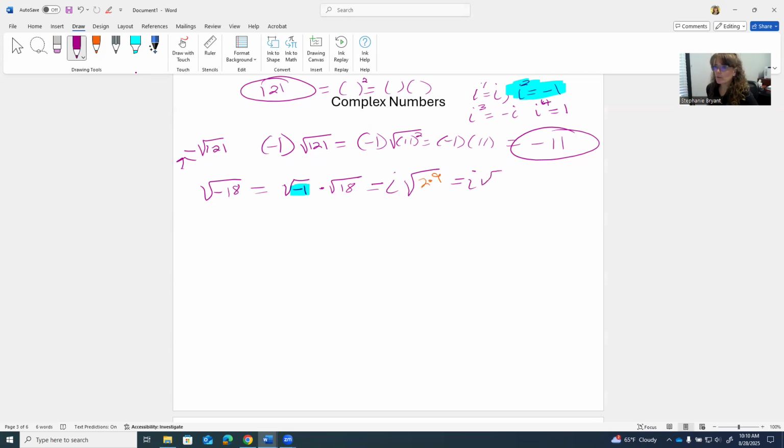So now I got the square root of 2 times the square root of 9. Well, we know 9 is 3 times 3, which is 3 squared. That reduces. And so now my final answer is going to be i times 3 square root of 2, or we could write 3i square root of 2. Again, I want everything that comes out of the root in front of the root, if I have a root left over, just because it's neater and you don't make the mistake of putting it back under the root. All right, so that is just factored.